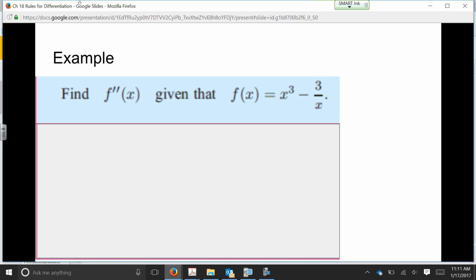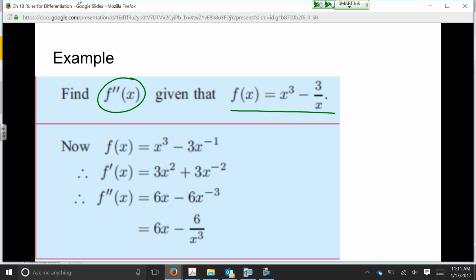So if we're looking for f double prime of x for this function f of x, all we're going to do is first find f prime of x using our basic rules. X to the third becomes 3x squared, and negative 3x to the negative first becomes 3x to the negative second. Obviously, we would not like to leave it as a negative 2 exponent, but for right now, it's okay because we're still in the middle of the problem. So here we have f prime of x. Now take the derivative of that.